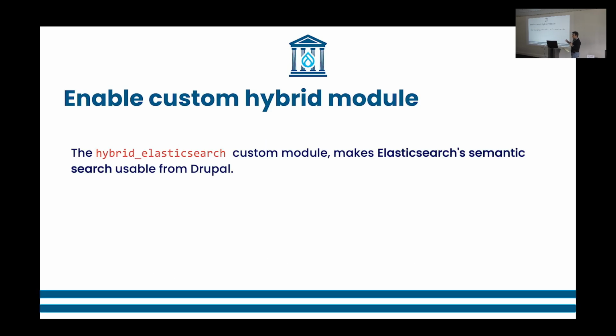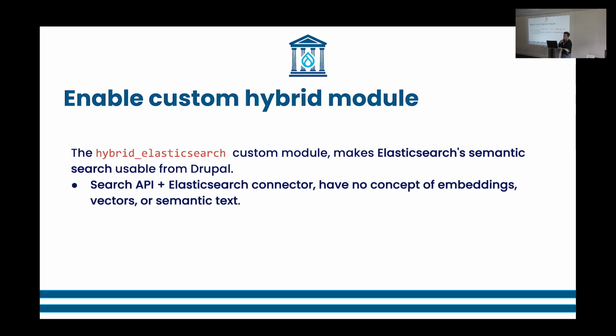And now we have created a custom hybrid module. As I said, this hybrid Elasticsearch custom module makes Elasticsearch semantic search usable from Drupal. Because at the moment, Search API plus Elasticsearch Connector have no concept of embedding vectors or semantic text, so we do that on our own.